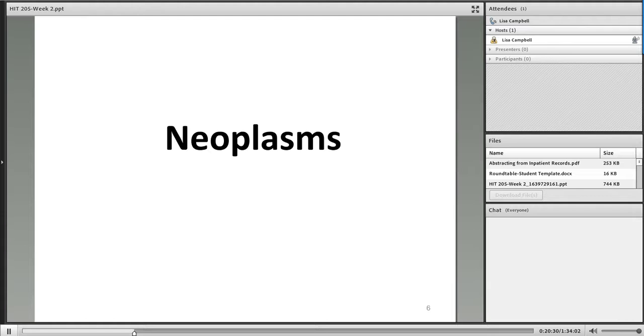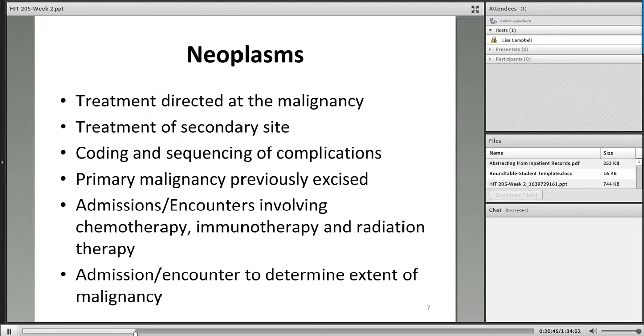So if the histological term is documented, that term should be referenced first rather than immediately going to the Neoplasm table. And I'm going to show you a little snippet of the Neoplasm table shortly. So lots of guidelines related to neoplasms. Again, each and every week, read the guidelines.